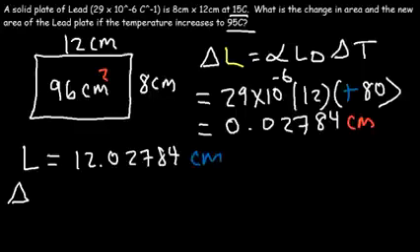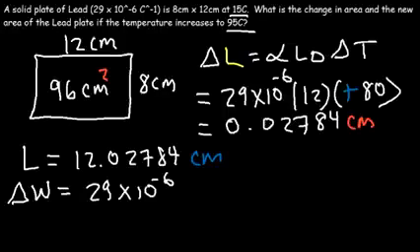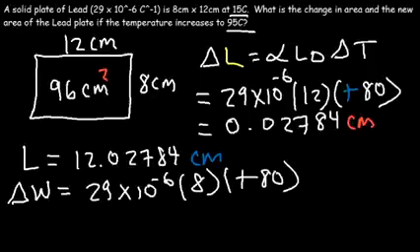Let's calculate the change in width. So that's going to be alpha, which is 29 times 10 to the minus 6, times, instead of L0, it's going to be W0, which is 8, and the change in temperature is still positive 80. So this is equal to 0.01856 centimeters.